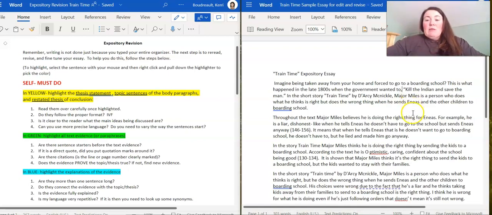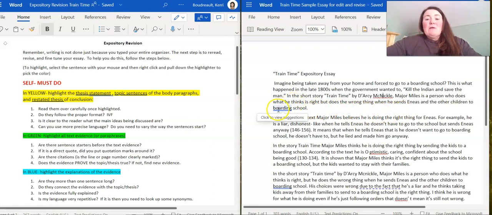"In the short story, Train Time by Darcy McNichol, they introduce..." If I double check in the book on the spelling of that name, I need that capital N in McNichol. "Major Miles is a person who does what he thinks is right, but does the wrong thing when he sends Aeneas and the other children to boarding school."